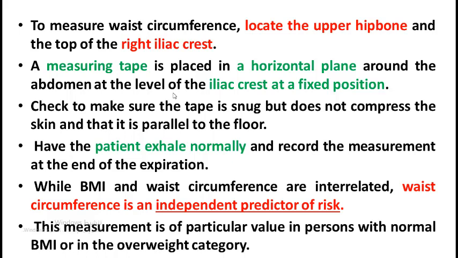While BMI and waist circumference are interrelated, waist circumference is an independent predictor of risk. This measurement is of particular value in persons with normal BMI or in the overweight category.